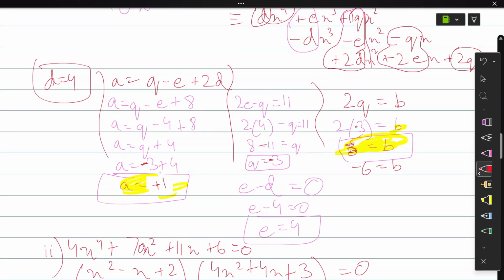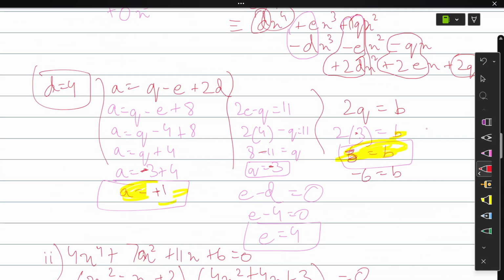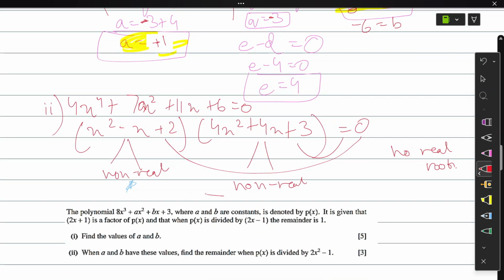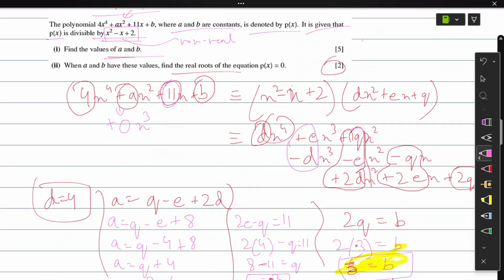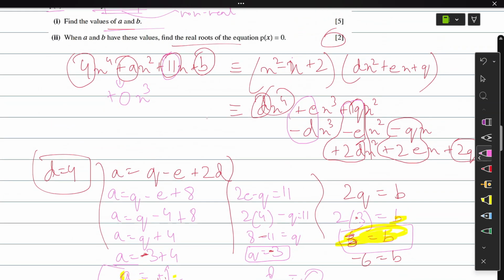Actually, no, A equals plus 1. For goodness sakes, how many times am I going to make the same mistake? Anyways, so now let's fix this. Let's use our information there and find the right answers.